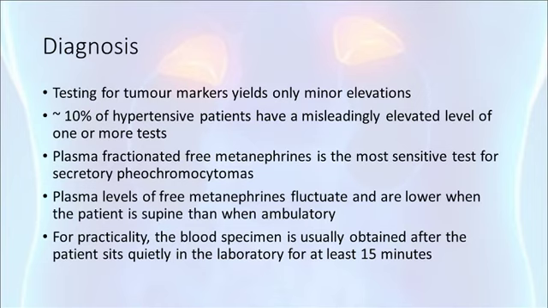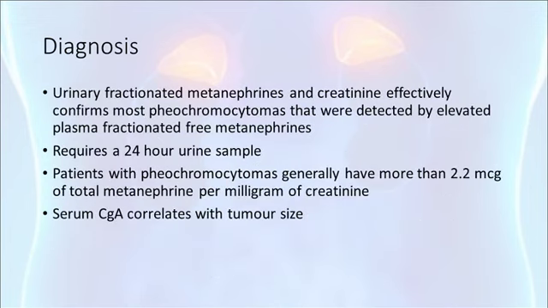Plasma levels of free metanephrine fluctuate and are lower in patients that are supine, right? For practicality purposes, the blood specimen is usually obtained while the person sits quietly in the laboratory for at least 15 minutes. And I think that this is extremely important. They need to be sitting quietly, not in a supine position, in the laboratory for at least 15 minutes. Urinary fractionated metanephrines and of course creatinine are effectively used to confirm most pheochromocytomas that have been detected using plasma fractionated free metanephrine levels, and this requires a 24-hour urine sample.